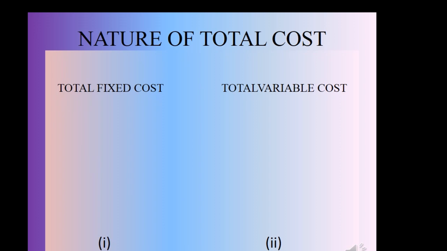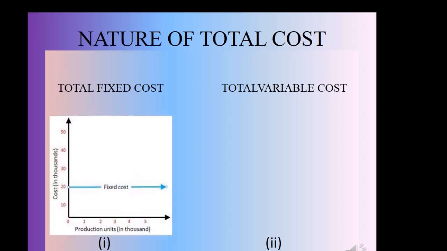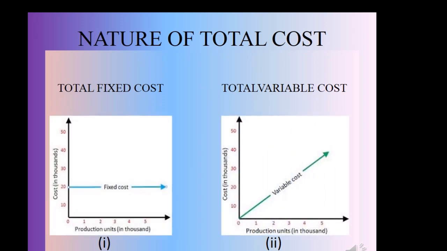Let's see the nature of total fixed cost and total variable cost. From the first graph, total fixed cost remains the same irrespective of the level of activity. That is, it is a straight line parallel to the x-axis. And with respect to total variable cost, as the number of units produced increases, total variable cost also increases. The resultant is a line which is upward from left to right.